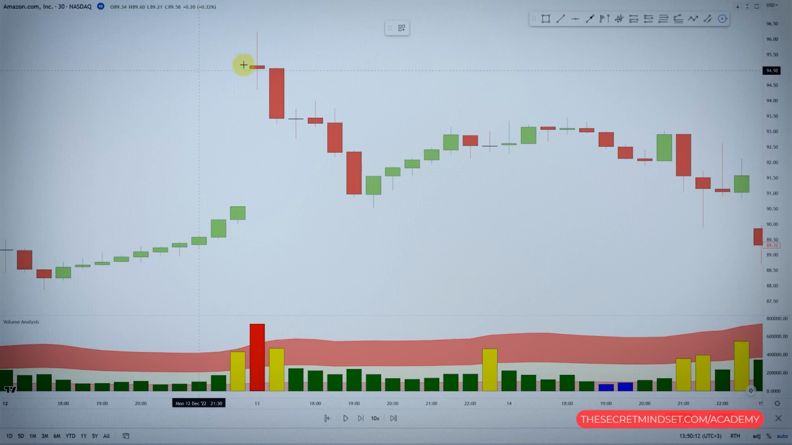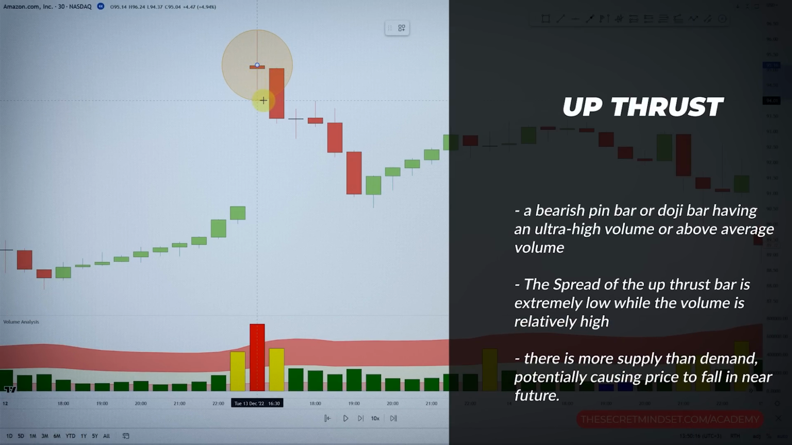Now let's talk about the different types of sign of weakness. First is the upthrust. The upthrust appears as a bearish pin bar or doji bar, having an ultra-high volume or above average volume. The spread of the upthrust bar is extremely low, while the volume is relatively high. In this case, there's a disagreement between spread and volume, which signifies that there is more supply than demand, potentially causing price to fall in the near future.